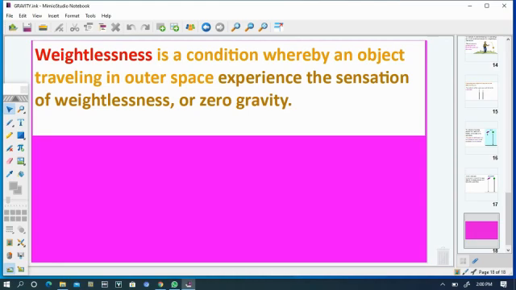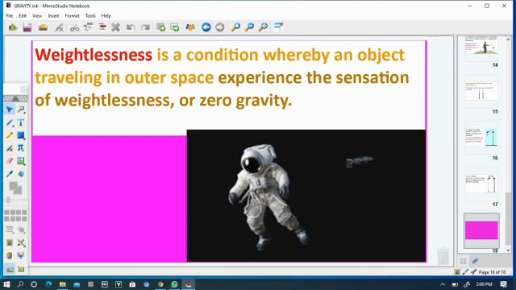Weightlessness. It is a condition whereby an object traveling in outer space experiences the sensation of weightlessness, and that is zero gravity. The sensation of weightlessness or zero gravity happens when the effects of gravity are not felt. Technically speaking, gravity does exist everywhere in the universe because it is defined as a force that attracts two bodies to each other, according to a scientist called Galileo Galilei.